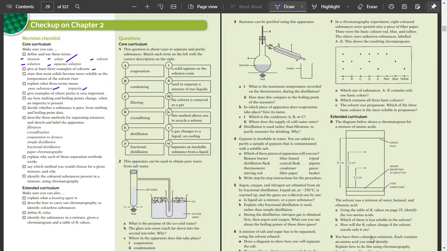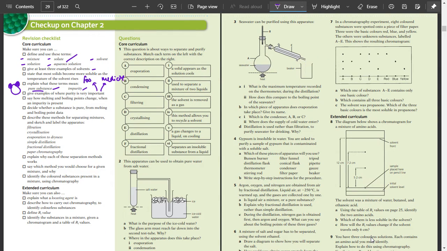Pure and impure. Pure only contains one type of particle, and remember that we could be talking about a molecule as well as a collection of atoms, or a collection of particles that have the same atom, the same particle with the same proton number, so it could be an element. So pure substances only contain one type of particle. Impurity, well, obviously, it's something that contains more than one type of particle. Give examples where impurity is very important: baby foods and also medicine as well.